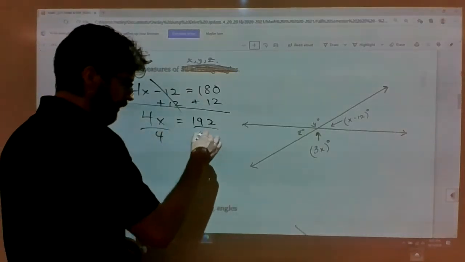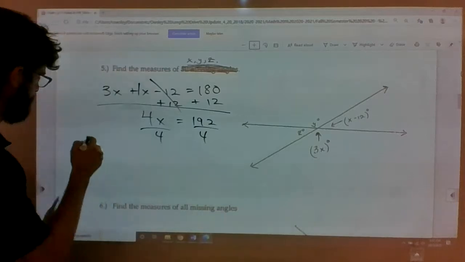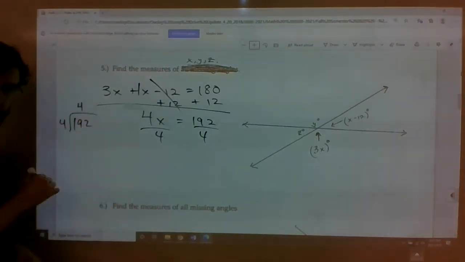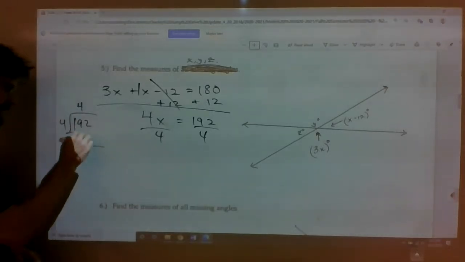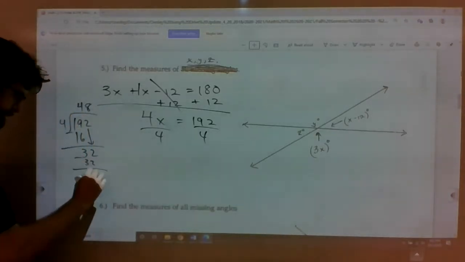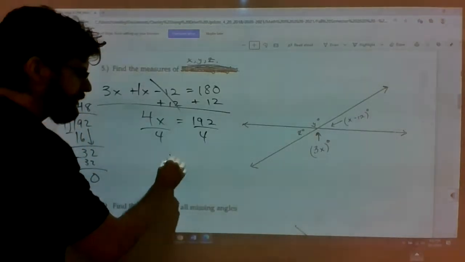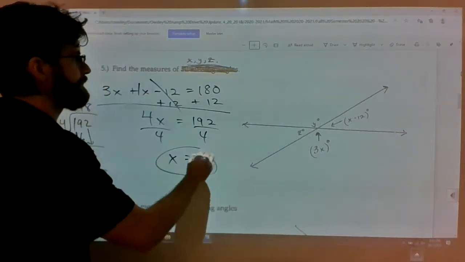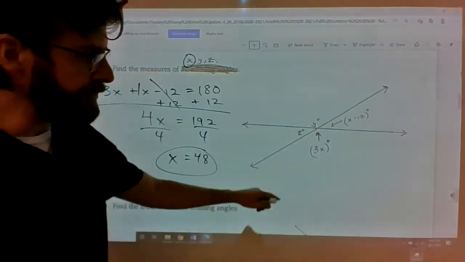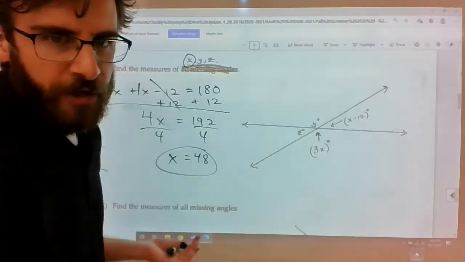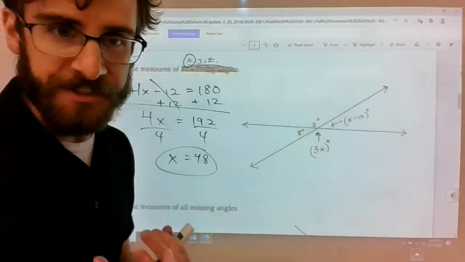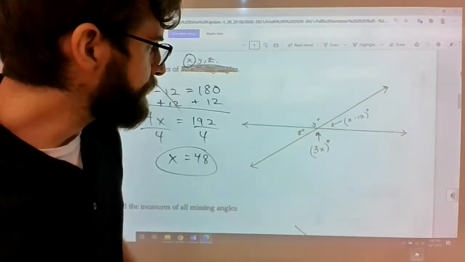Well, I'm dividing by 4, so maybe we should go off to the side and do that. 4 goes into 19 4 times. 16, subtract 3, drop the 2, it's 48. So we know x is equal to 48. Got it. So now the question is, how are we supposed to solve for z and y if we know that just x is 48 degrees? Or rather, x is 48. It's not really a degree value right now.